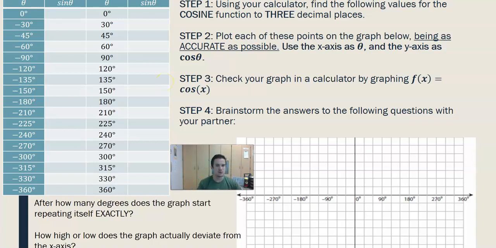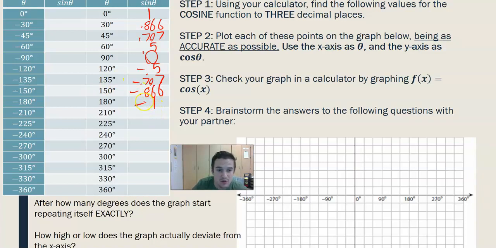So we're going to whiz through this one relatively quickly. But cosine of 0 degrees is 1. Cosine of 30 degrees is 0.866. Cosine of 45 degrees is 0.707. Cosine of 60 degrees is 0.5. Cosine of 90 degrees is 0. You sense any patterns here? Cosine of 120 degrees is -0.5. Cosine of 135 degrees is -0.707. Cosine of 150 degrees is -0.866. Cosine of 180 degrees is -1.